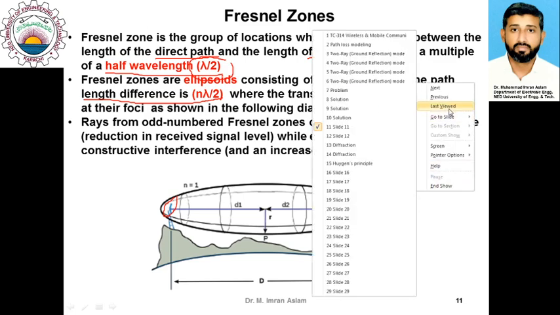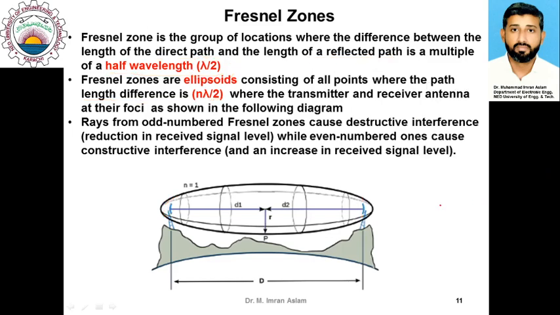If any ray is coming from the first Fresnel zone, there would be a difference of lambda by 2 at the receiver side. Any ray coming from an odd numbered Fresnel zone would cause destructive interference, because odd numbers mean 1, 3, so the difference is a multiple of pi, or 3 pi or 5 pi and so on. These represent that the two components of the rays received at the receiver side would be totally out of phase. So eventually they will cause destructive interference.